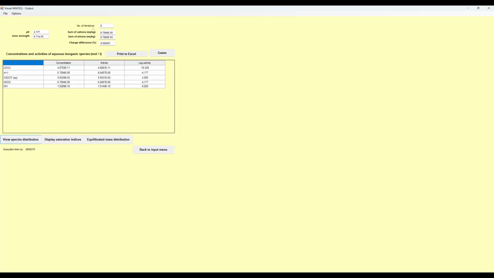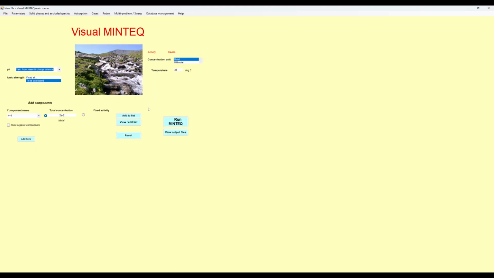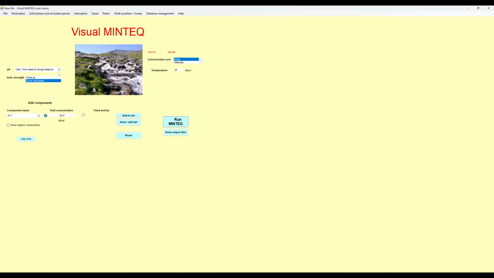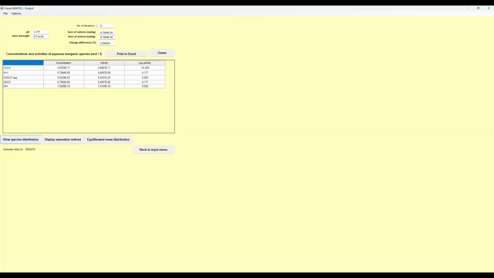The number of iterations is 8, not bad. If we go back and do a charge balance, this would be 46. In this case, it wasn't bad, so let's just stick with the mass balance. The charge difference is very, very small, which means the accuracy of the solution is pretty high.